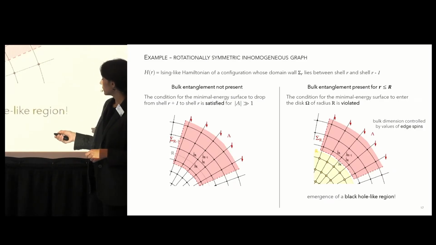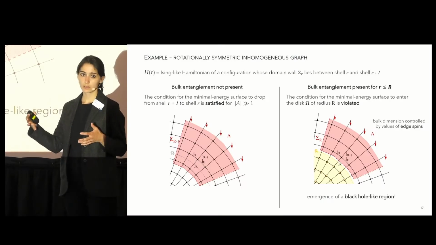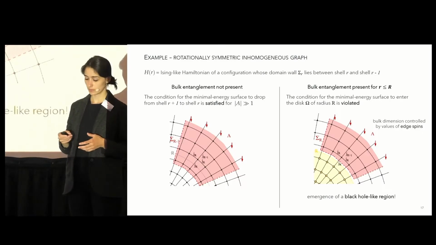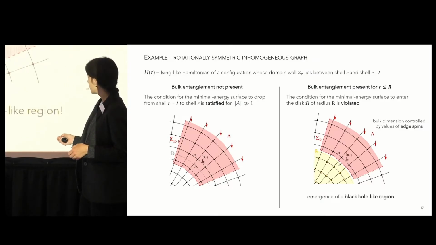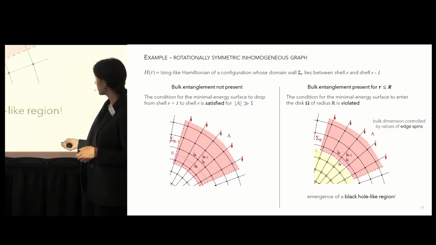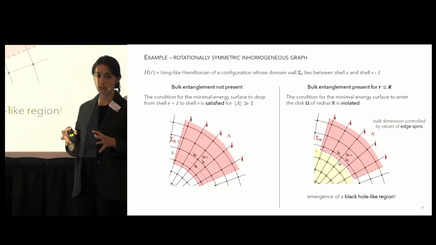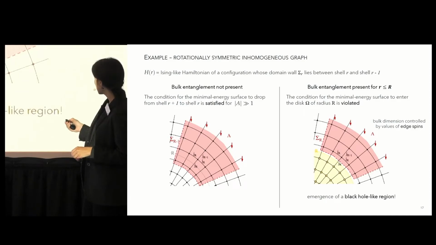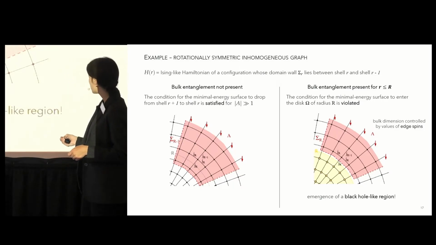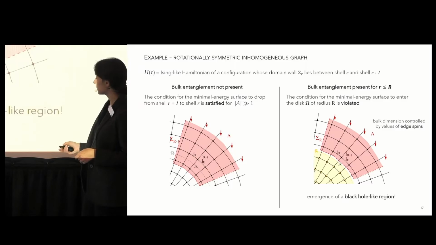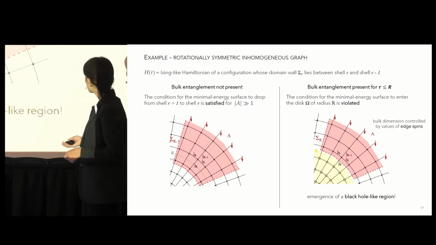And the picture is the following. So when we assume that there is no entanglement in the bulk, the Ising domain wall just drops towards the most inner shell. But if we switch on the entanglement into a certain disk of the bulk, the Ising domain wall just stops before this region. And so again, we obtain something that behaves like a black hole.